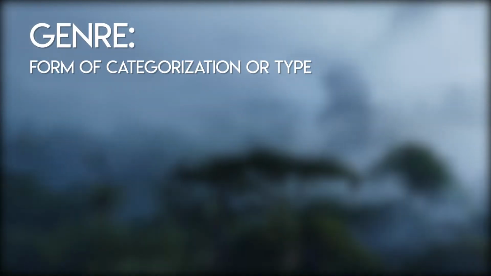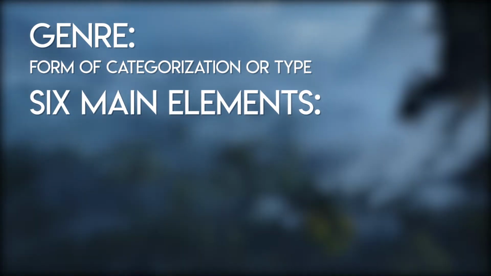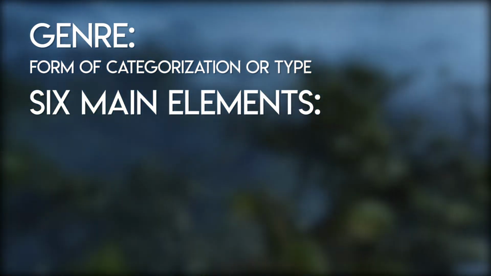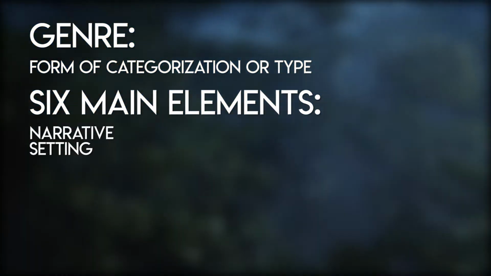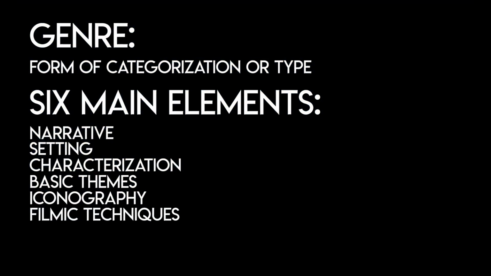The first topic I'll be covering is genre. Genre is a form of categorization or type. There are 6 main elements in genre. These 6 elements are narrative, setting, characterization, basic themes, iconography, and filmic technique.